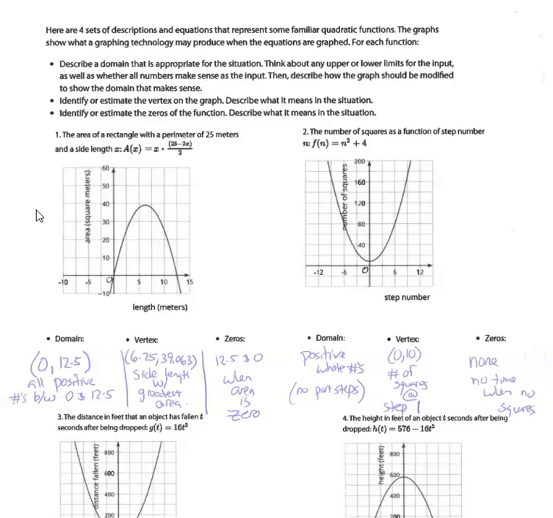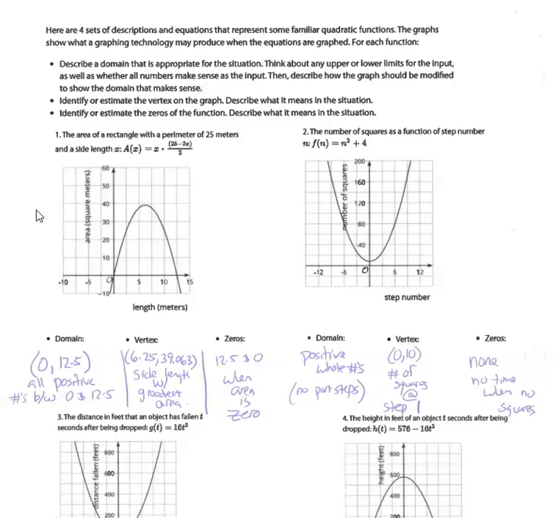And the question is, well, how does that help us? That tells you that the side length that would get you the maximum area is 6.25, and that maximum area is going to be 39.063. So that would be the vertex. The vertex is either going to tell you the maximum of something, like this case, or the minimum if the parabola is opening upwards.